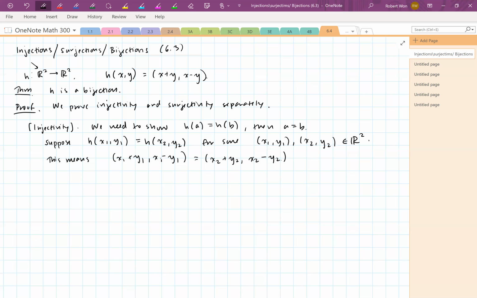Now, what does it mean to say that two elements of the Cartesian product are equal? These two ordered pairs are equal if the first coordinate equals the first coordinate and the second coordinate equals the second coordinate. Then x1 plus y1 equals x2 plus y2, and x1 minus y1 equals x2 minus y2. Those are all real numbers. What am I trying to show? I'm trying to show that these two points are the same. So it's enough to show that x1 equals x2 and y1 equals y2.